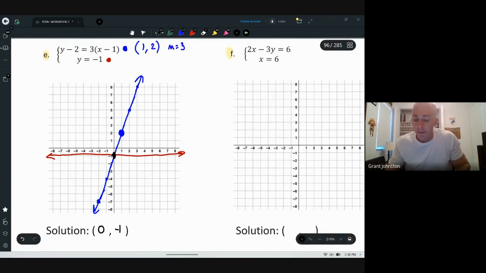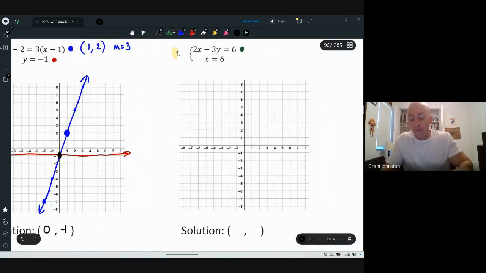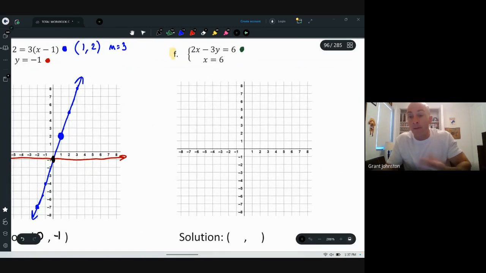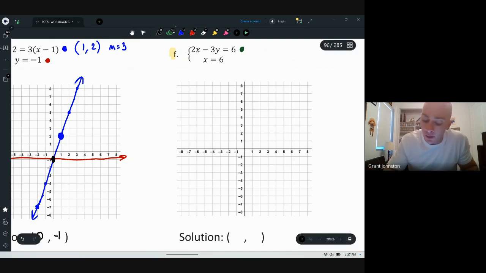Let me show you F. I'm going to do this first equation. I'm going to do this in green. So the first thing I'm going to do is, since it's in standard form, my personal opinion is I like to convert it into slope-intercept form. You can find the x and y intercepts. That's one way to do it, but I'm going to convert it into slope-intercept form.